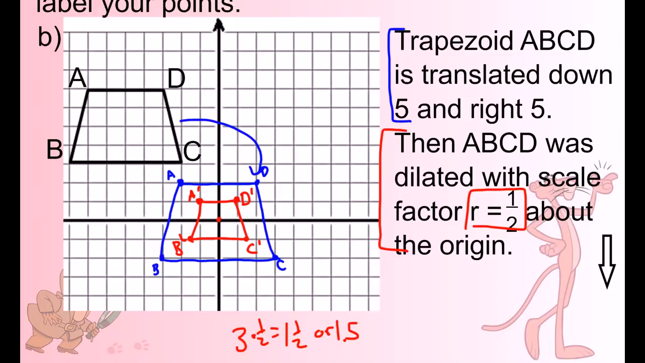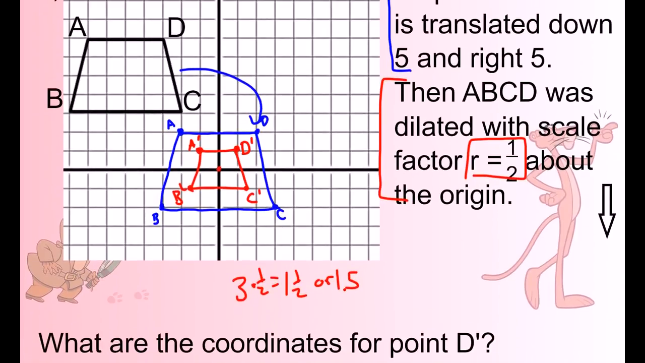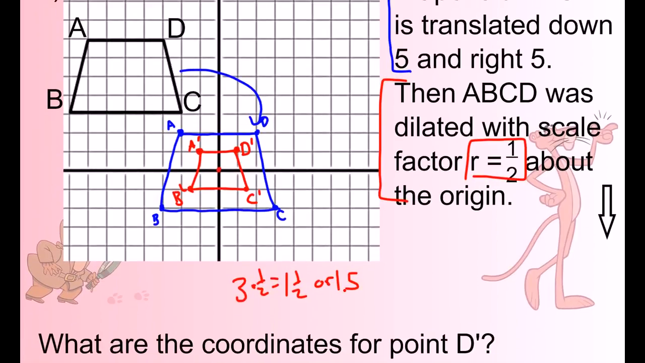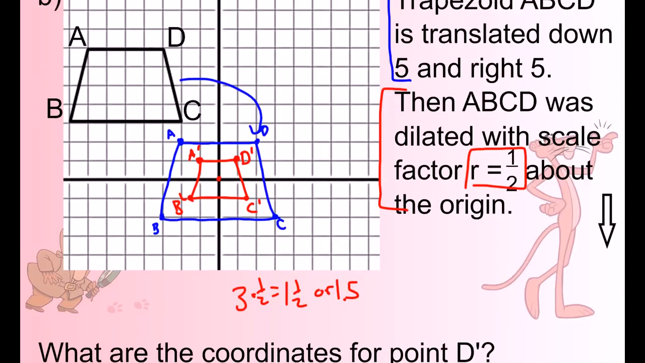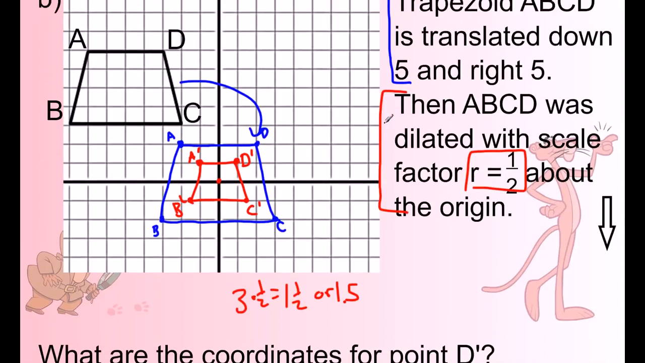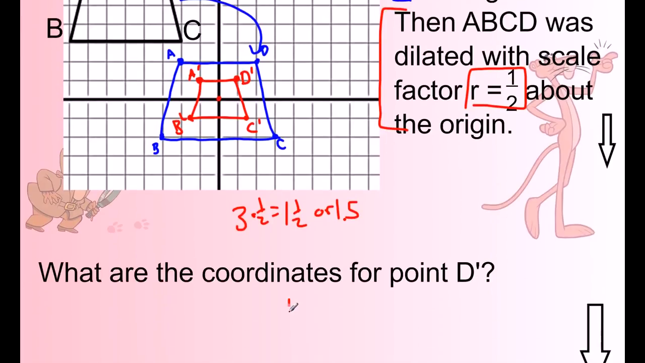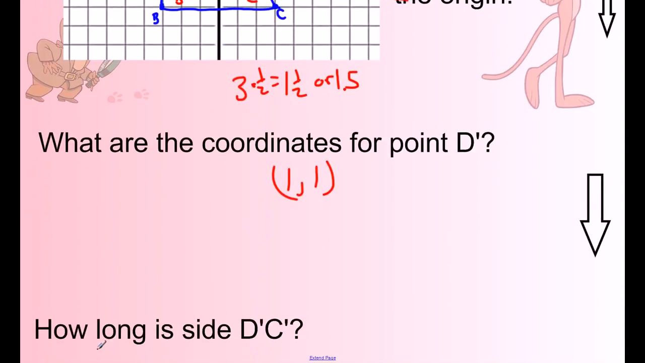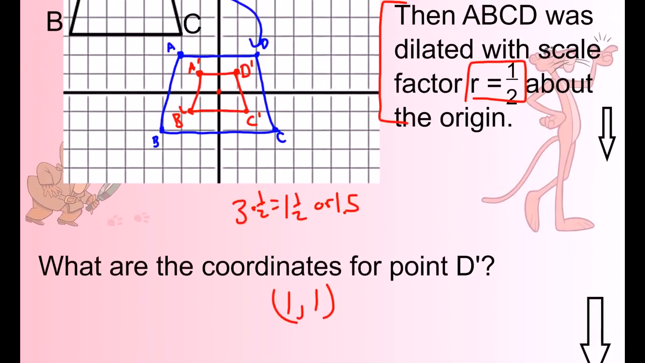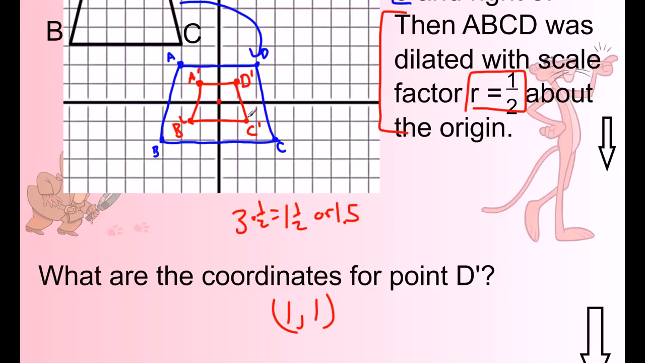Okay, not too shabby. Let's answer some questions. What are the coordinates for point D prime? Without actually constructing this, that would probably be a pretty hard question to do. But with the construction, we look up top, and that is at point 1, 1. How long is side D prime C prime?